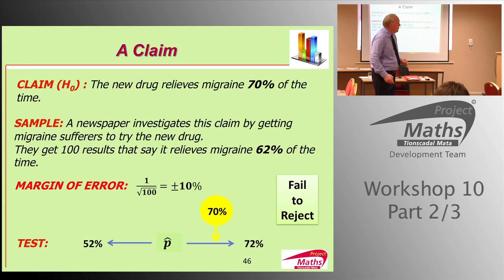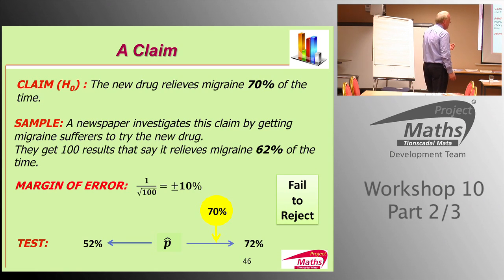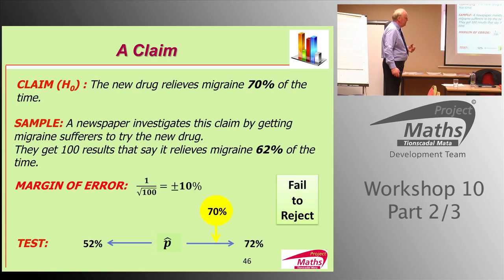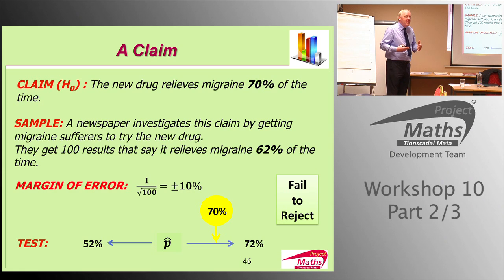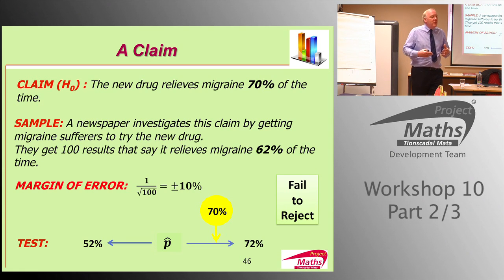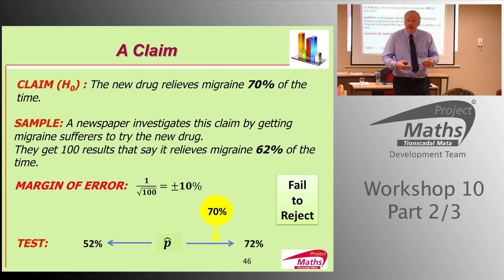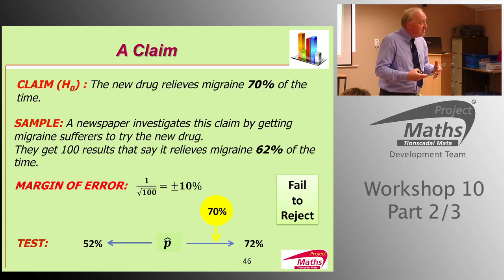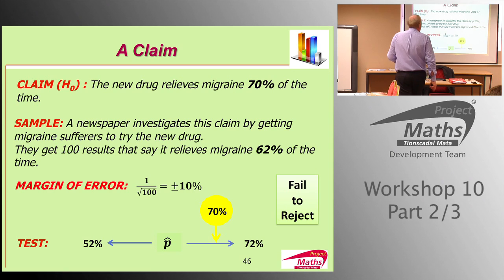Okay, so we're going to create our margin of error: 1 over root 100 is 10%. So we'll build that around the 62, okay? And the 70% falls within the limits, so therefore we fail to reject. Now, it's important here, they don't use the word accept. You either reject or you fail to reject. In business, I think they use the word accept, but statisticians fail to reject or they reject. So they fail to reject the company's claim.